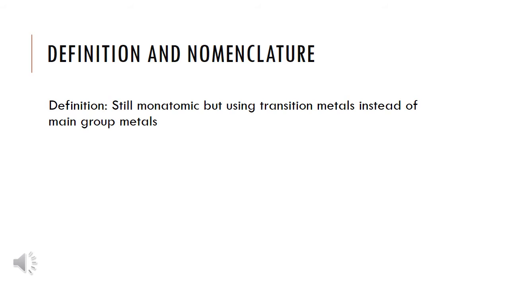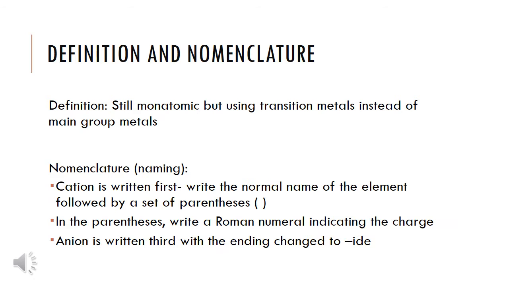So the definition here is that they're still monatomic compounds, but we're using transition metals instead of main group metals. So the nomenclature or the naming is very similar to what we discussed last time. The cation is still written first, and so you write the normal name of the element, but you follow that element with a set of parentheses. And in the parentheses, we're writing a Roman numeral indicating the charge. So for example, if it's a copper 1 ion, we would write copper normally, and in the parentheses, we'd write the Roman numeral of 1, indicating that it's a copper 1 ion.